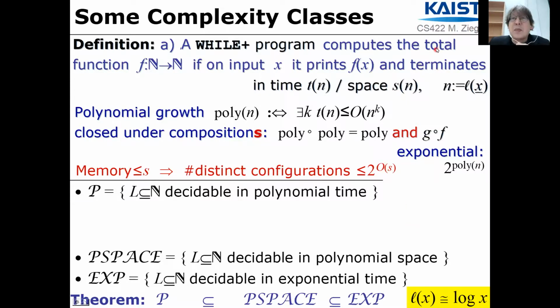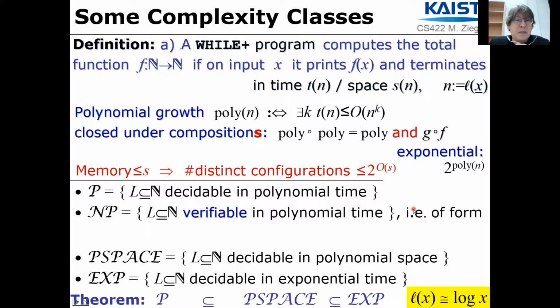arguably most famous one is still missing, right? The one from the Millennium problem, the P versus NP problem. And this is what you see here. NP is the class of decision problems that are verifiable in polynomial time. Verifiable as opposed to decidable. And I'm going to define what it means to be verifiable.